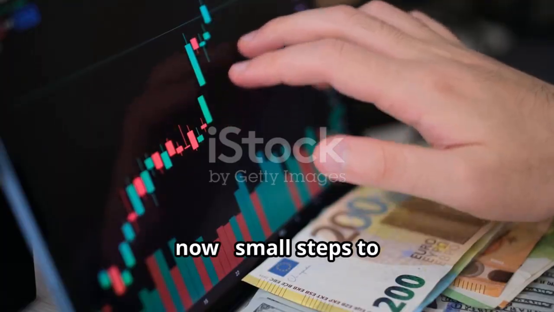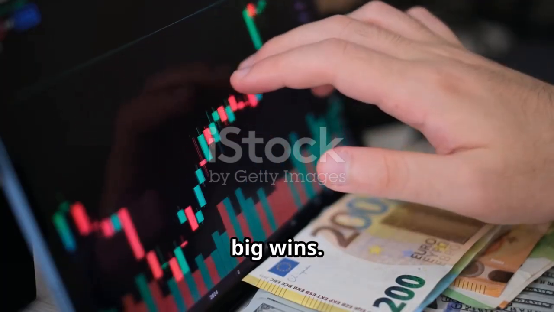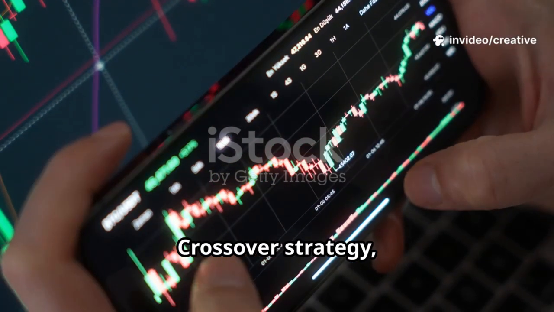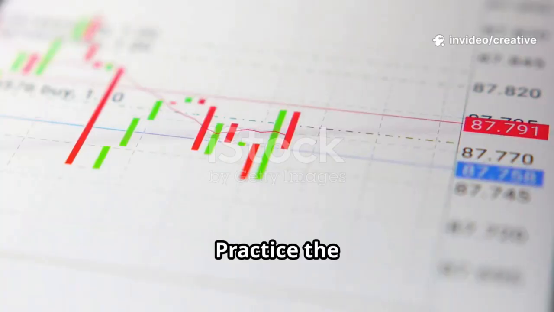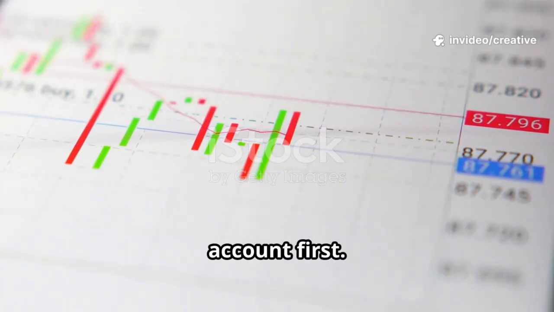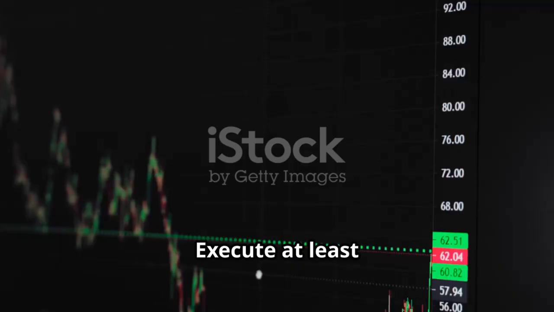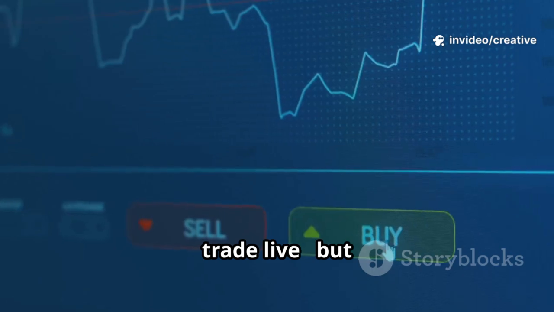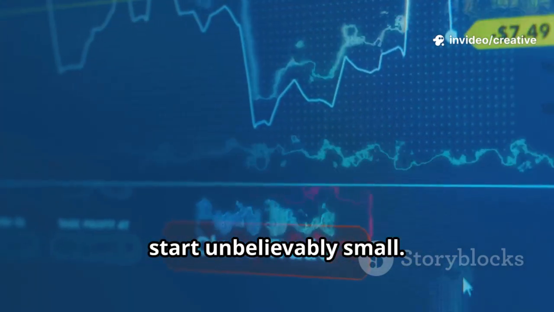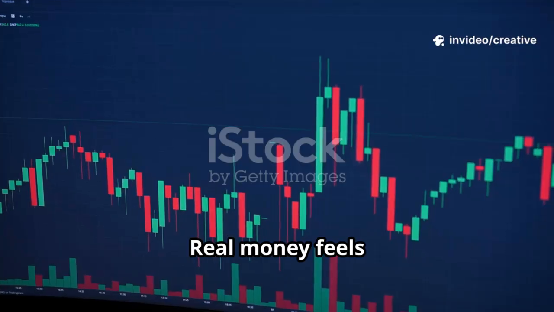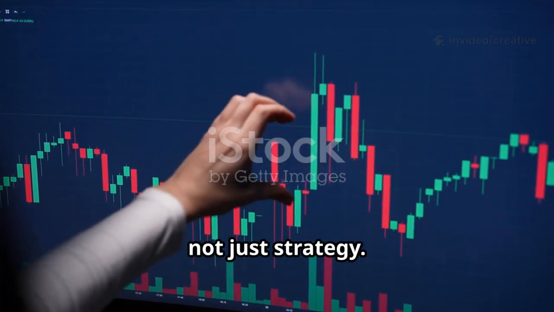Your journey starts now. Small steps to big wins. We covered what trading is, a step-by-step moving average crossover strategy, and risk management. Practice the strategy in a demo account first. Paper trade live markets with virtual funds, your sandbox. Execute at least 50 demo trades using this method. When ready, trade live. But start unbelievably small. A tiny real account teaches psychology you cannot simulate. Real money feels different. Manage emotions, not just strategy.